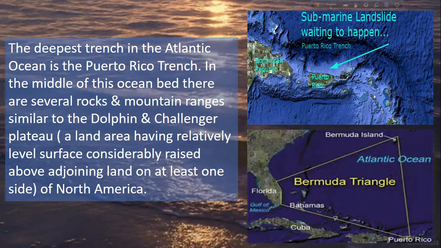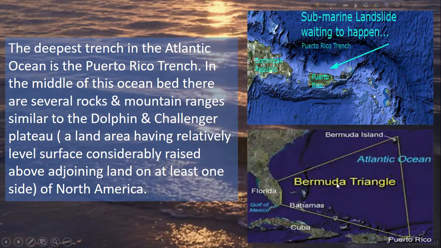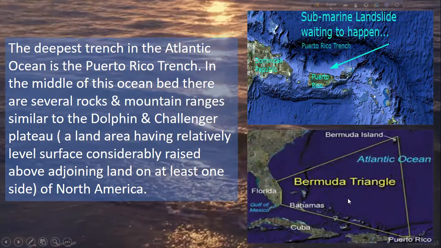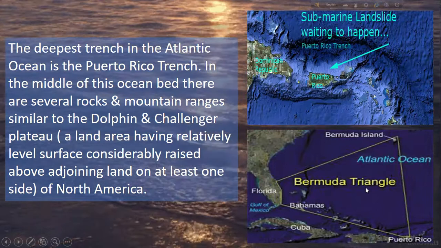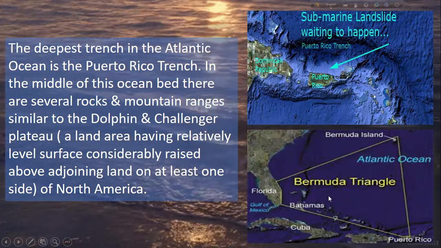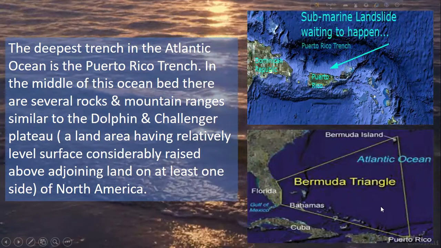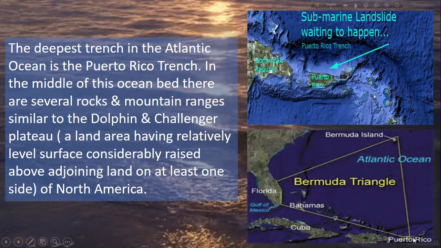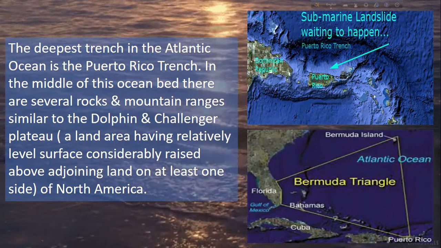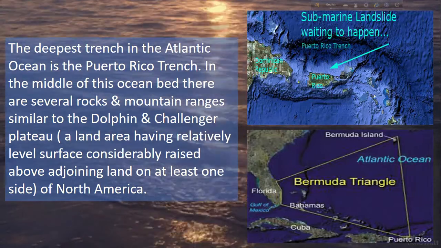And you have learned or you have known about the Bermuda Triangle, which is situated in the Atlantic Ocean, and one ridge or one edge of the Bermuda Triangle also touches the Puerto Rico Trench. And some mysterious reputation about the Bermuda Triangle is well known to all.